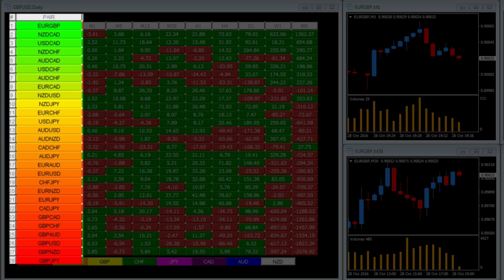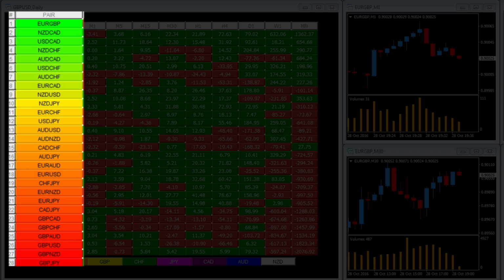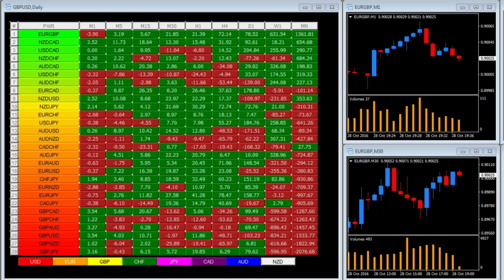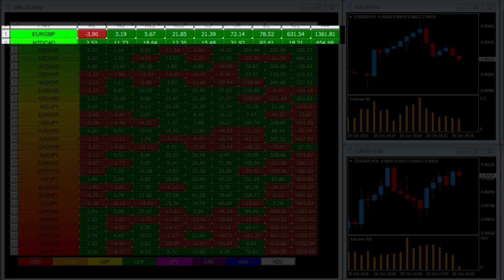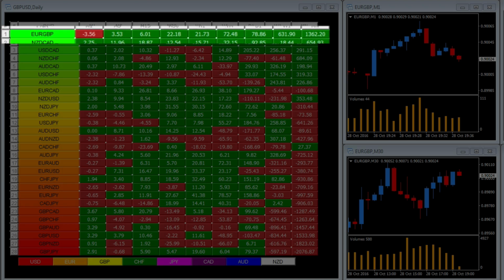You've got ranking of the pairs against themselves from a time-based perspective, and then you have the individual pair ranked across the time frames and displaying in each time cell whether it is bullish or bearish and the extent of that bullish or bearish sentiment.